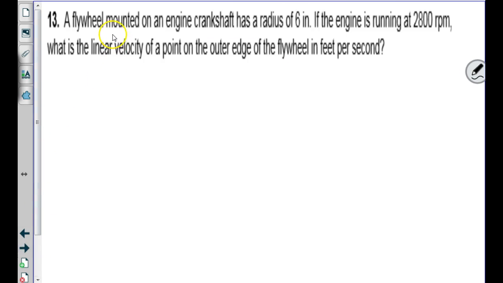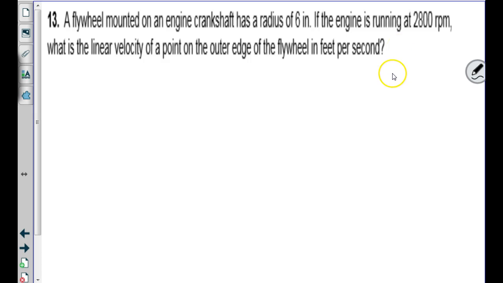All right. A flywheel mounted on an engine crankshaft has a radius of 6 inches. It's running 2,800 revolutions per minute. RPMs means revolutions per minute or rotations per minute. You can think of it the same way. What is the linear velocity of a point on the outer edge of the flywheel in feet per second?